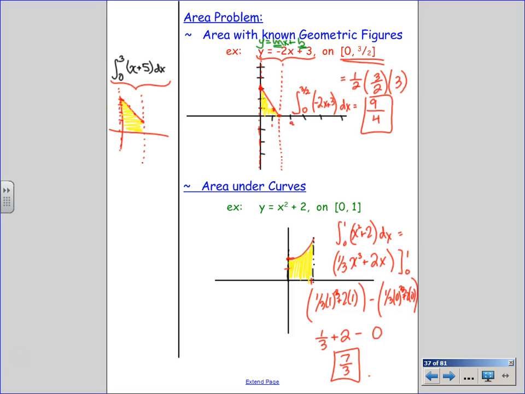Good. And did you get 2.333333? Perfect. Someone else who got the graph to work. How'd you do it? Michael.